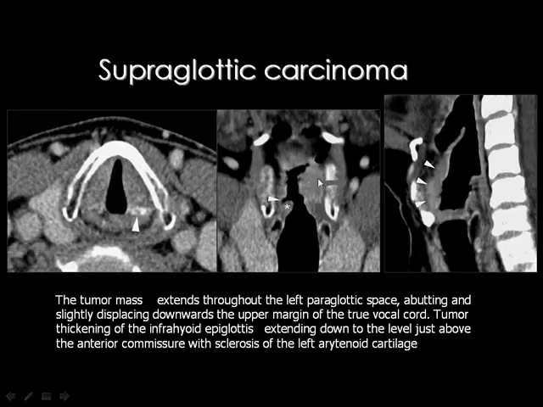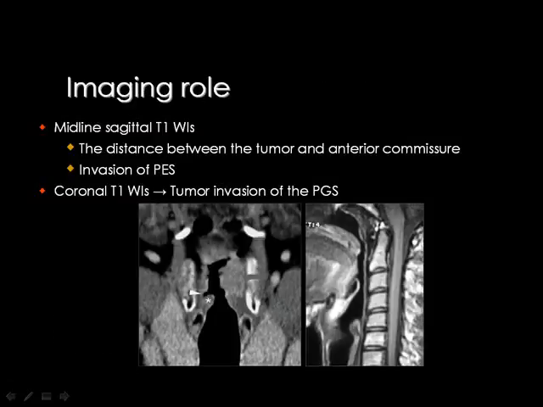The coronal images showed the tumor tissue obliterating the paraglottic fat. Compared to the normal side, this is the true cord, this is the false cord, this is the laryngeal ventricle, and the paraglottic fat is preserved. Then MRI is very good in this particular domain.